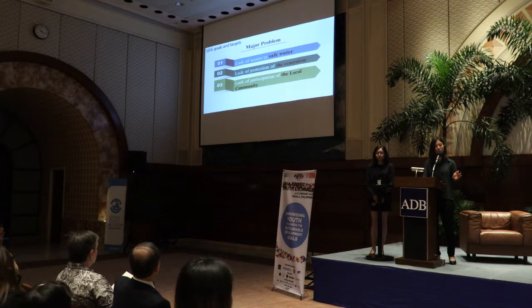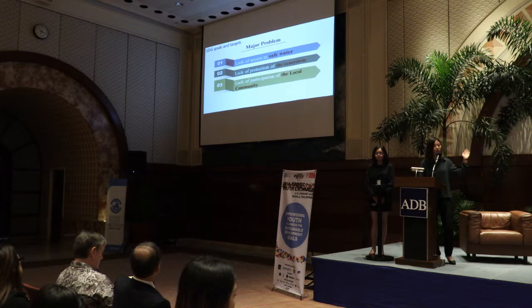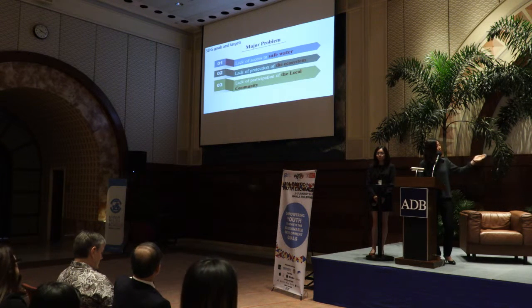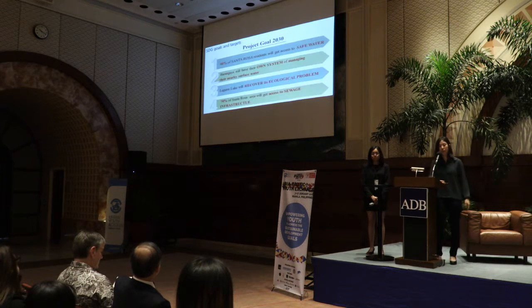So the major three problems are lack of access to safe water, the damaged ecosystem, and the lack of participation of the local community, which is also linked to the 3 targets among the 8 targets in the water and sanitation topic.